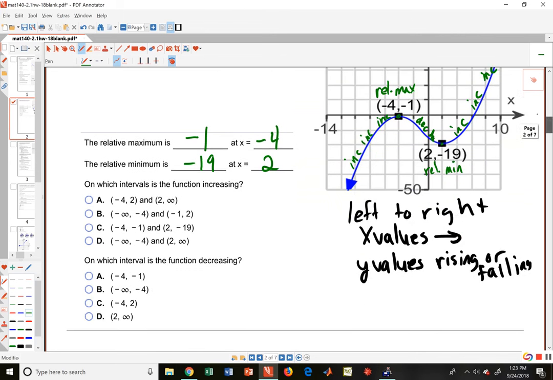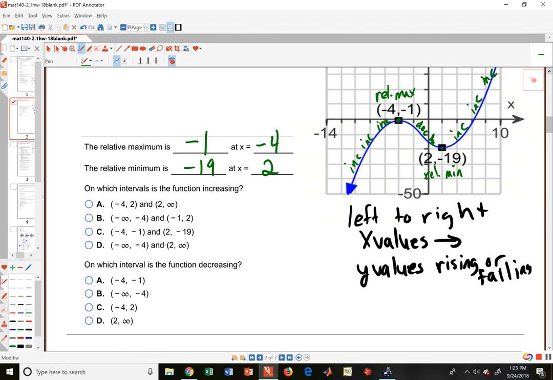Now, the intervals of increasing and decreasing depend on those maximums and minimums. They break it up into the pieces that determine where it changes. So relative extremes are where the increasing, decreasing changes. In what intervals is the function increasing? Well, it's increasing from negative infinity, way out here, to this point right here. We're looking at the x interval from negative infinity all the way over to -4.